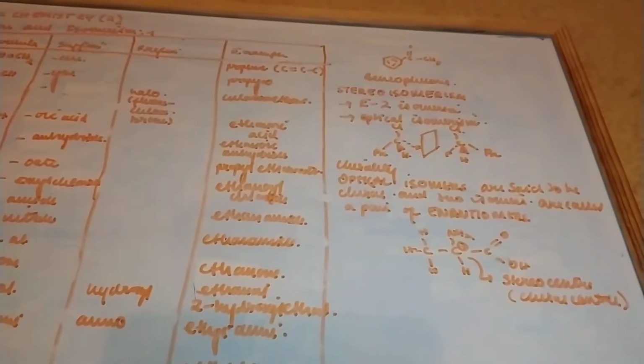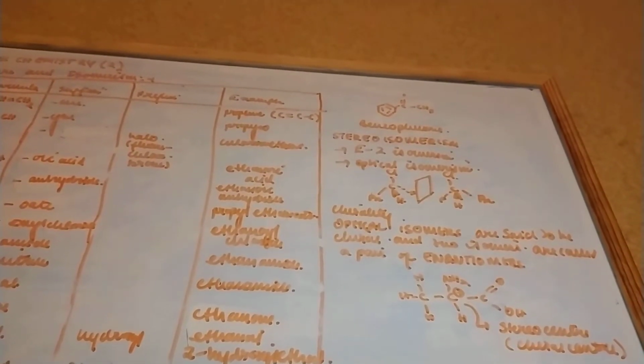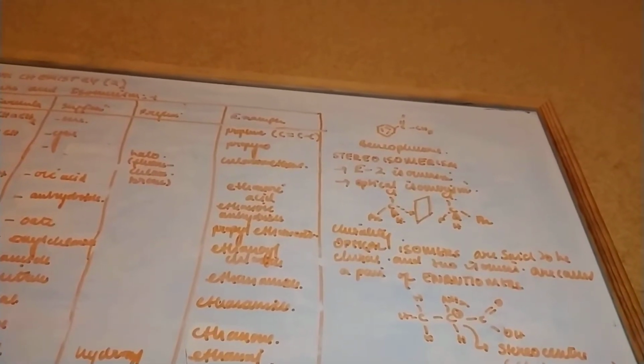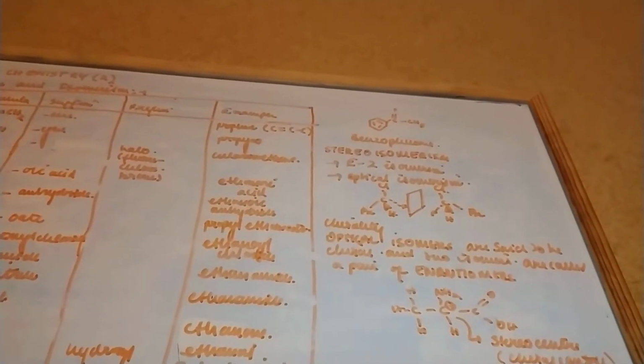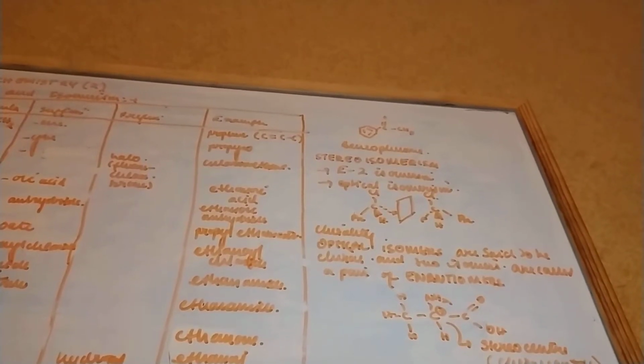Now, optical isomerisms. What are optical isomerisms? Well, basically, there are two types of the particular isomers which are formed, which cancel each other out in plane polarized light. Now, what is the meaning of plane polarized light?